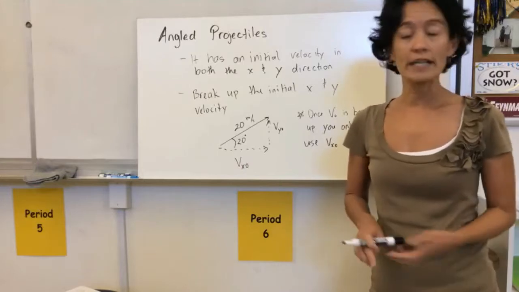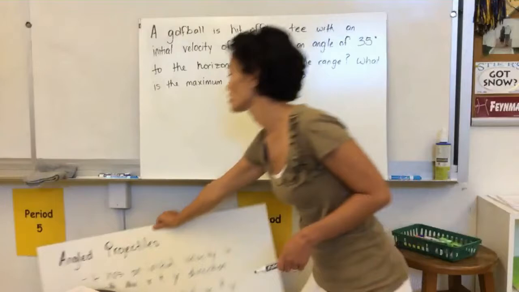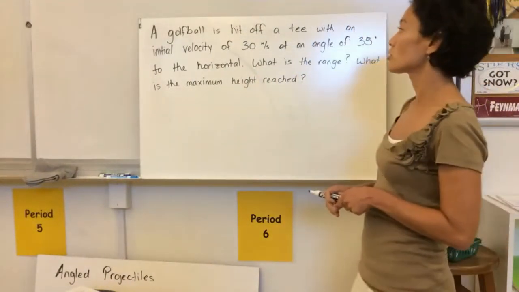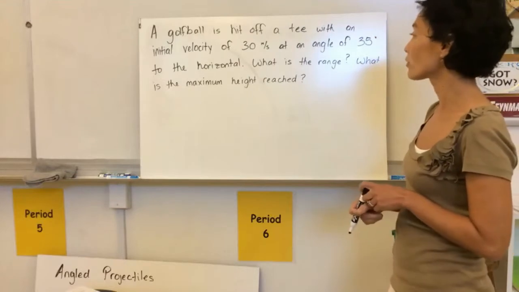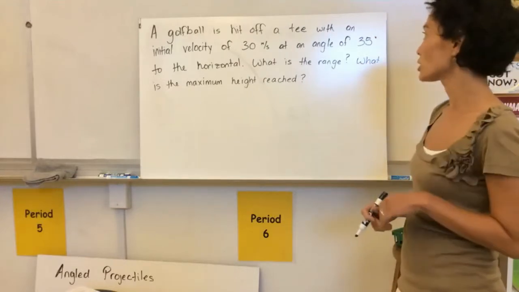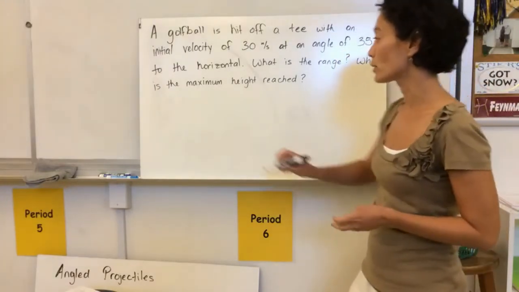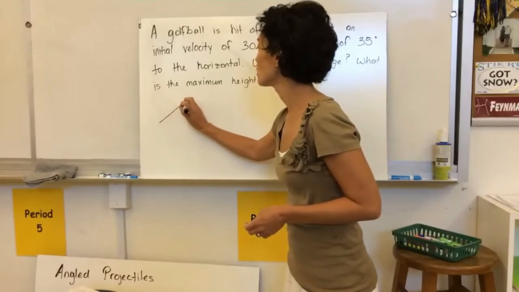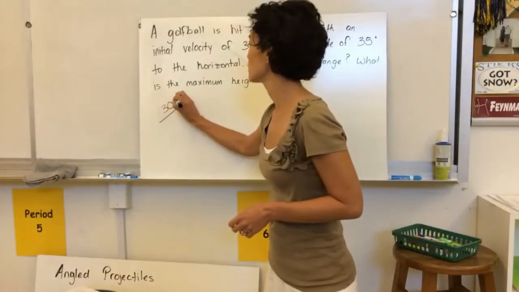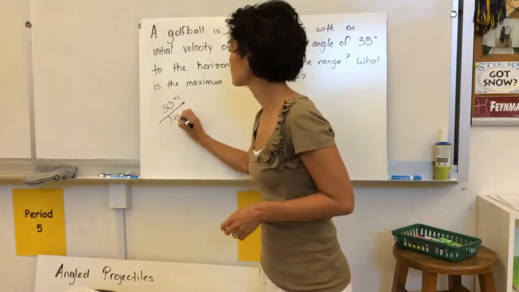So let's go ahead and just try an example of an angle projectile. So here is our question. It says a golf ball is hit off a tee with an initial velocity of 30 meters per second at an angle of 35 degrees to the horizontal. What is the range? And then what is the maximum height reached? So the first thing we have to do is to break up that velocity into an x and a y component. And so here is our velocity of 30 meters per second at an angle of 35 degrees.